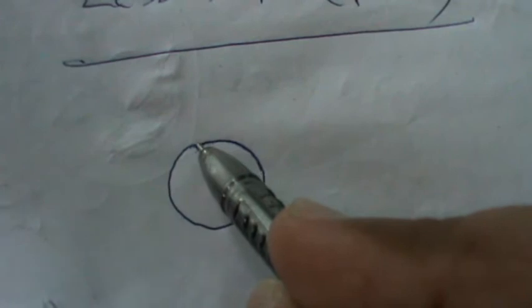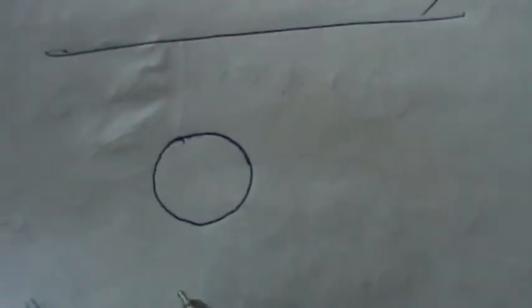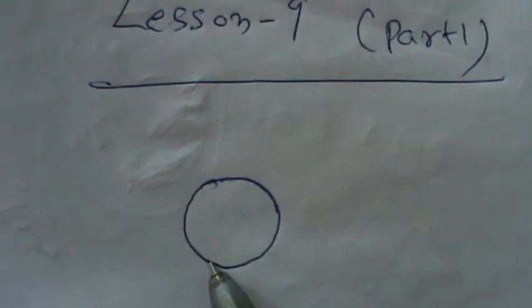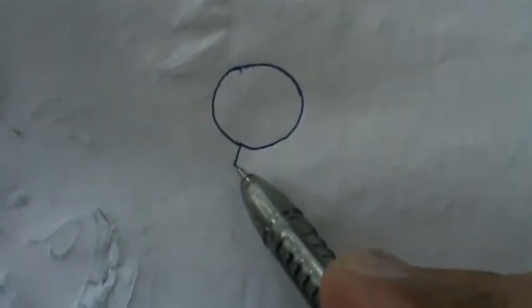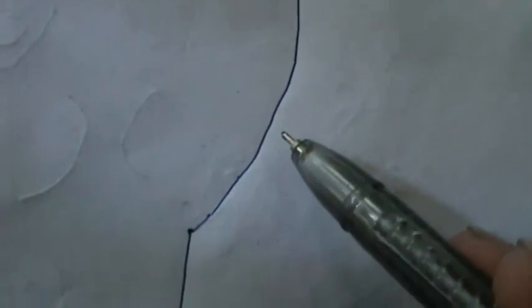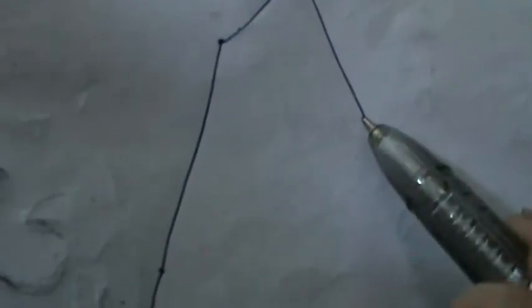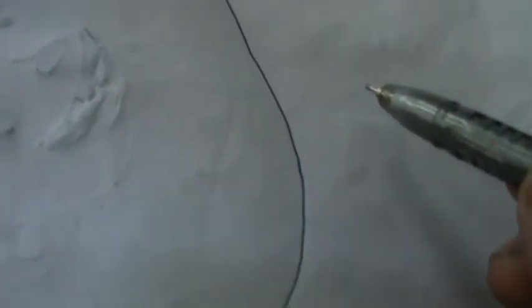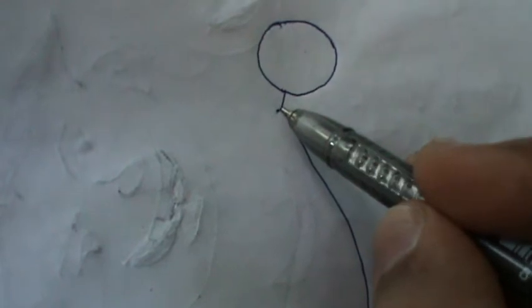Okay, so first of all draw a circle. This will be the head of the person and the neck, then a big line like this. This will take some time to get used to, so please do practice for at least 2 hours every day.